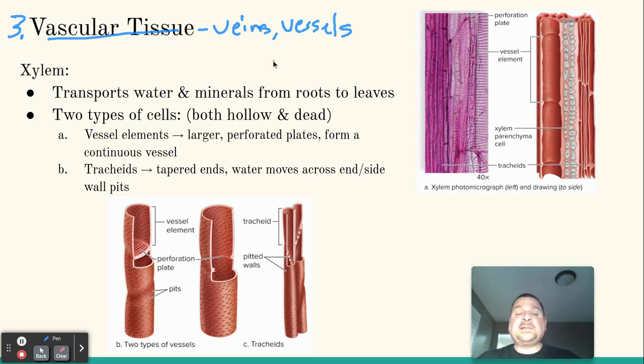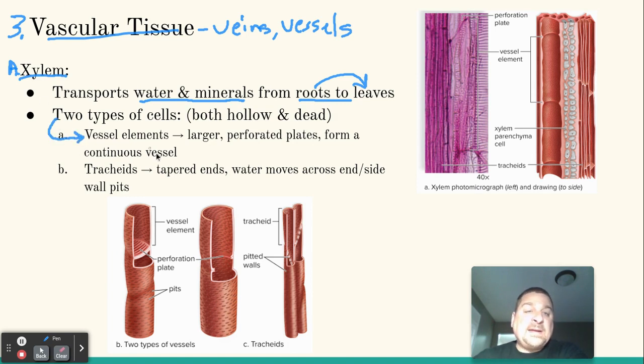Veins and vessels are going to transport 2 things. Well, there's 2 types. First type is xylem. Xylem is going to transport water and minerals. Most of the time we're talking from the roots to the leaves, okay, because where is water being absorbed in the plant? In the roots, and then it's taken up through the xylem, up to the leaves where it's needed for photosynthesis and to replace the water that's being lost out of the stomata, the little openings in the leaves. Xylem, there are 2 types of xylem.